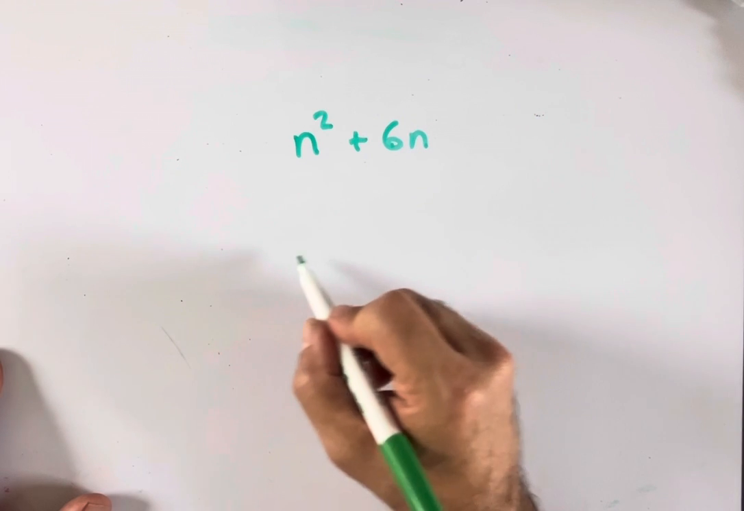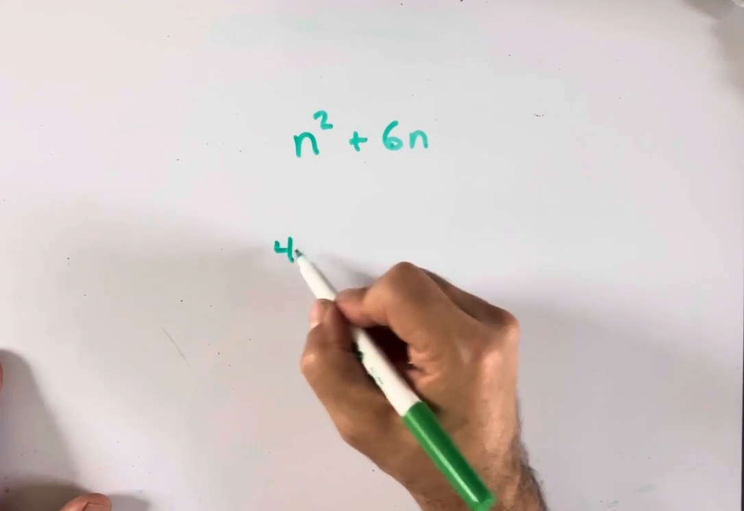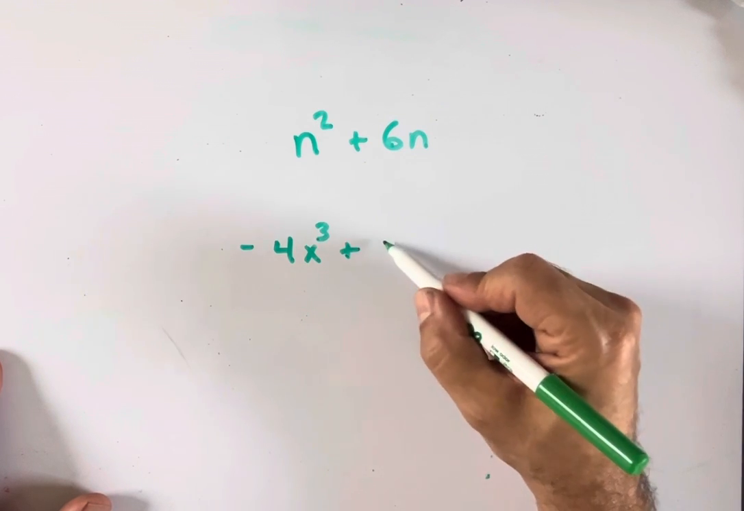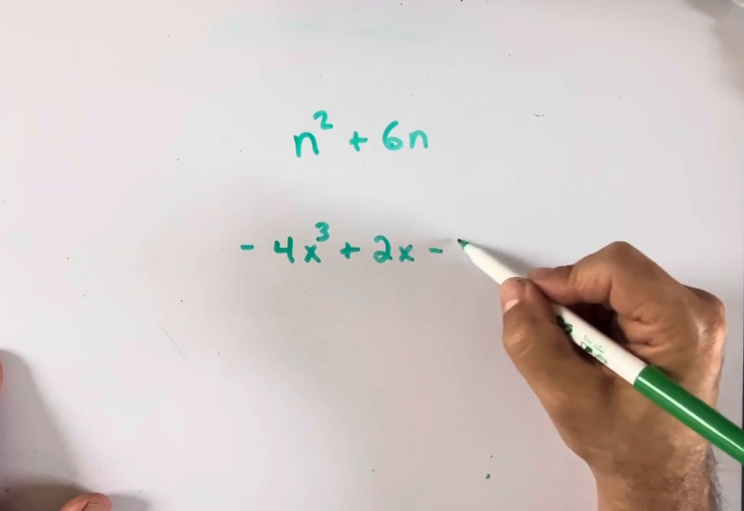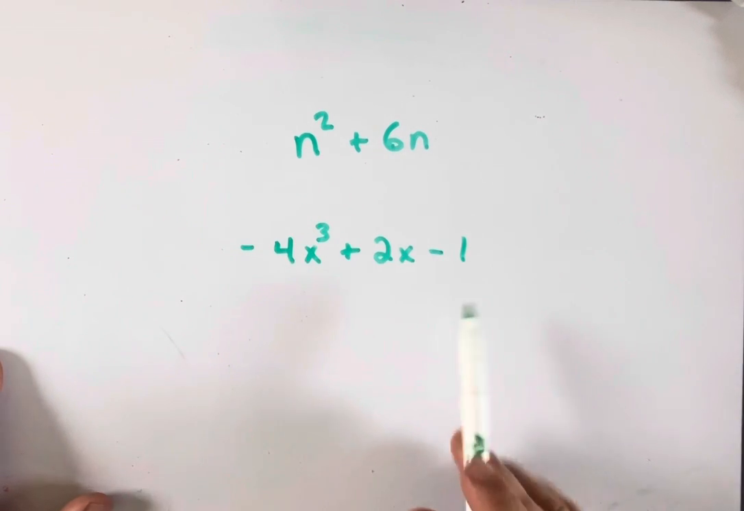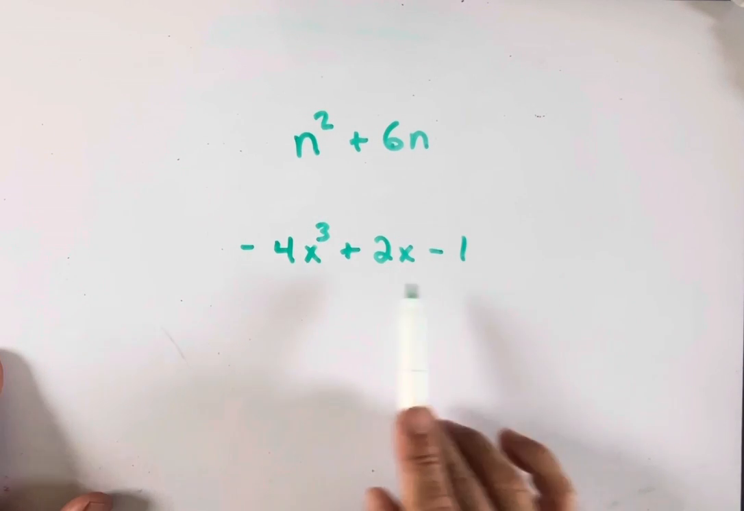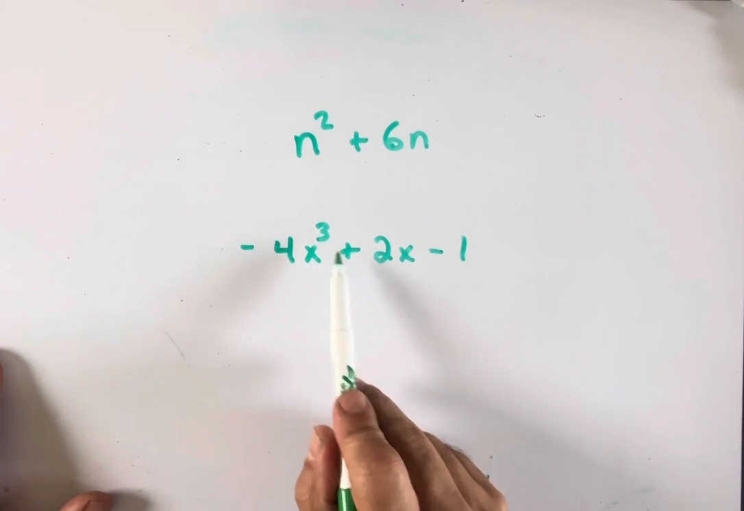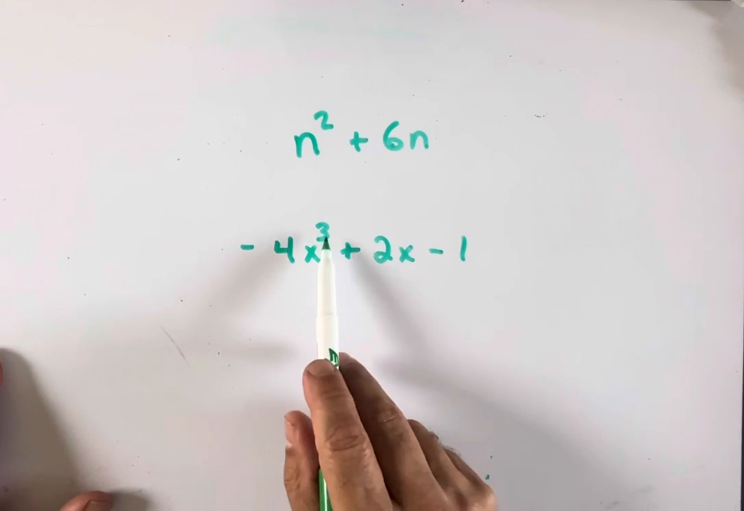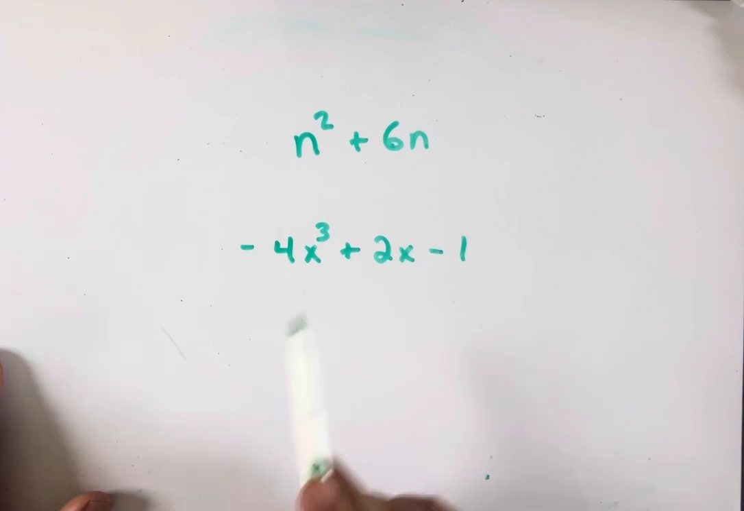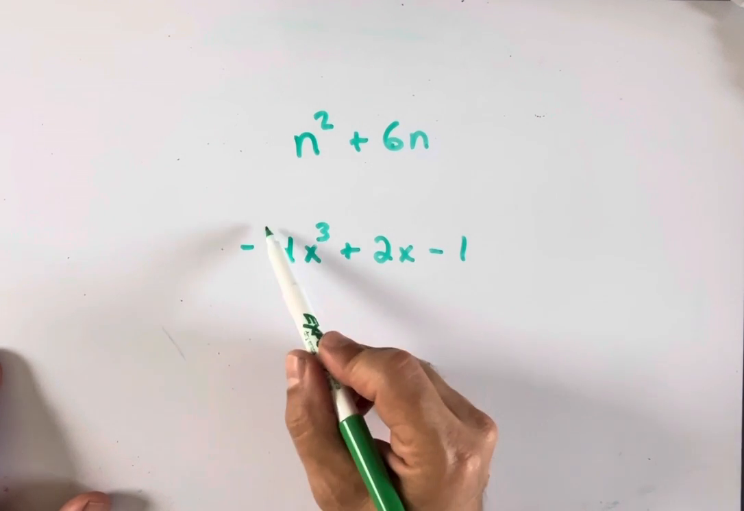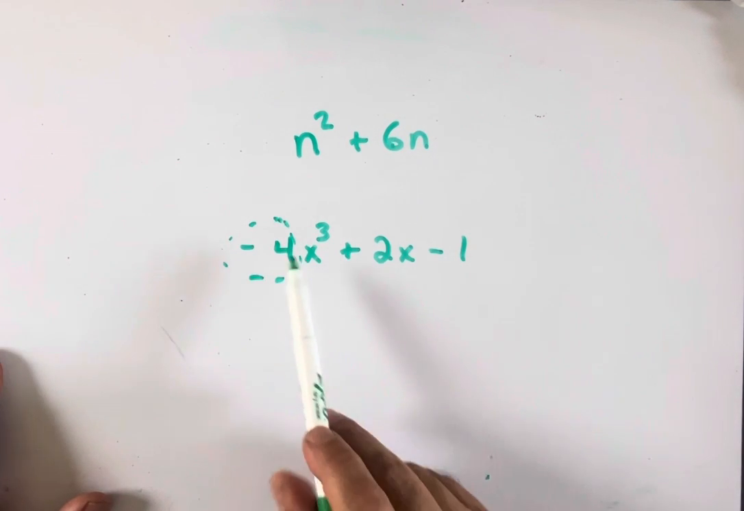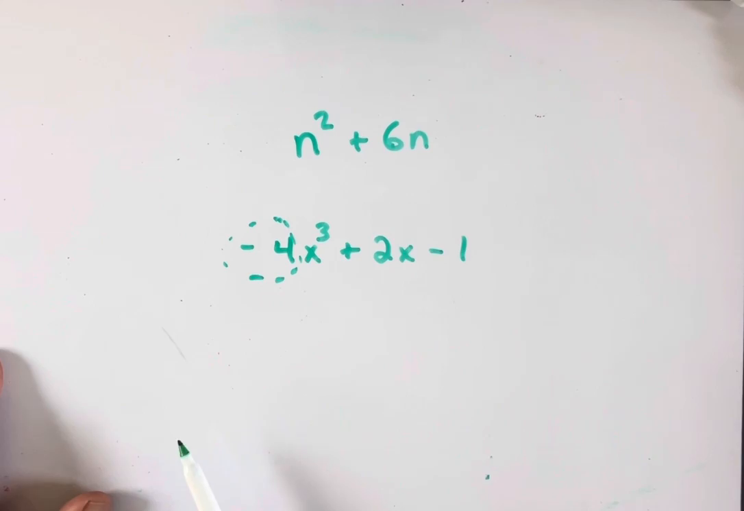We could take a look at another one. So here we have a trinomial, 3 terms, a cubic trinomial. The highest degree term is third degree or cubic. The leading coefficient is right here, -4. That is the leading coefficient, the coefficient of the highest degree term.